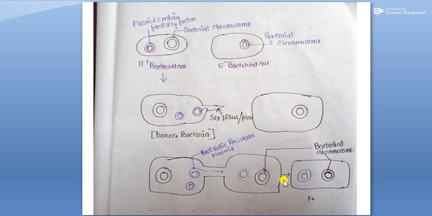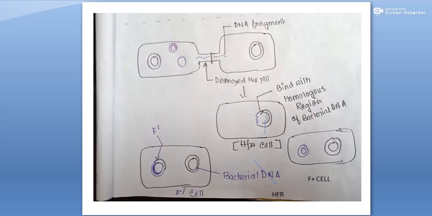Then what happened? Those recipient cells which received the plasmid containing fertility factors behave like a donor bacteria, or behave like F plus cells. Let's see the special process when those sex pili are destroyed with the presence of some radiations or some chemicals or any environmental factors which affect or destroy the sex pili.